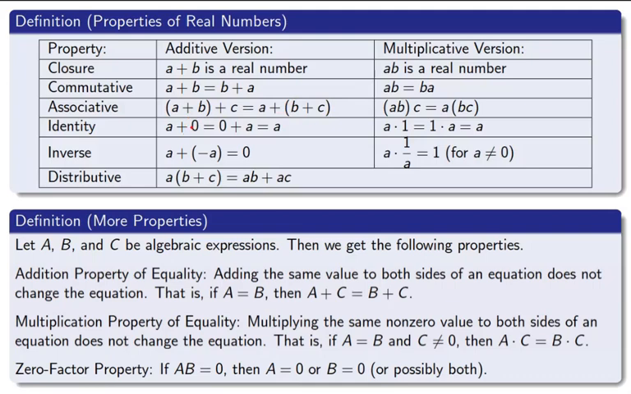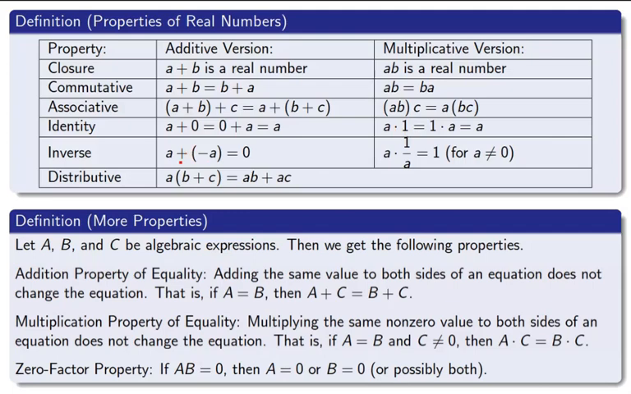Another one is the identity property. Simply put, if you add or multiply by a special number called the identity, then you get back what you started with. In this case, if you add 0, you get back what you started with, or if you multiply by 1, you get back what you started with.